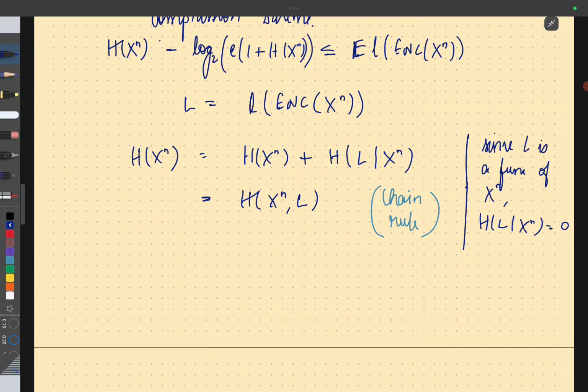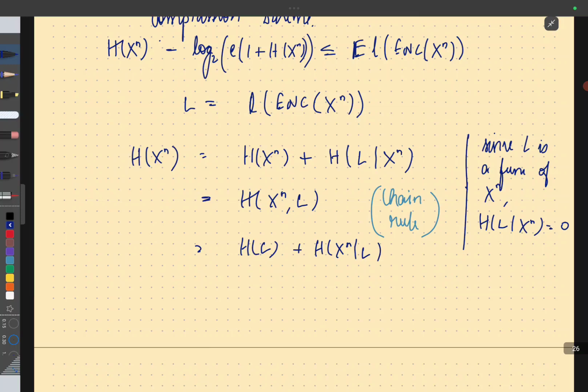The reason why I introduced this new quantity is because I want to again use the chain rule to expand this in a different form. All right. So this is equal to H of L plus H of Xn given L.